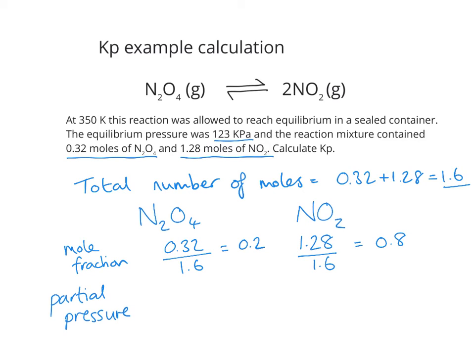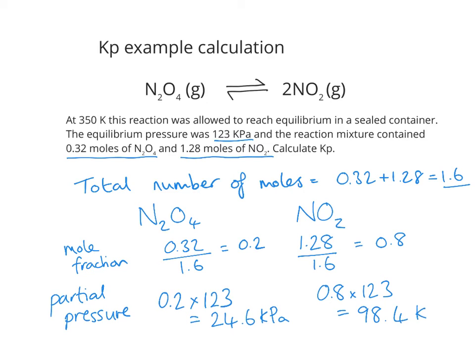So partial pressure for N2O4 is going to be 0.2 times 123. That's my kilopascals, and that gives me 24.6 kilopascals. And then for NO2, partial pressure is going to be 0.8 times 123, and that's going to give me 98.4. Always really useful at this stage when you've just worked out partial pressures. Just take a second to check that your partial pressures add up to the total pressure. Do they add up to 123? Yes. Excellent. We can move on with those numbers.